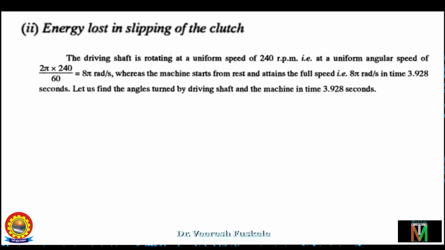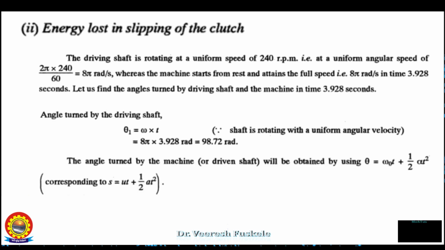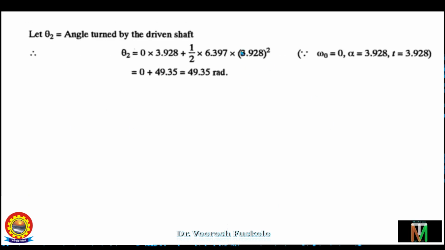So we are finding out the angular displacement theta. That can be done by using theta 1 is equal to omega t, which is nothing but 8 pi into 3.928 seconds, that is 98.72 radian. This is a simple equation of angular velocity and angular displacement. Similarly, we can find out the angle turned by the machine. Angle turned by the machine can be obtained by theta 2 is equal to omega 0 t plus half alpha t square. These are the basic equations of motion. Omega 0 is 0, and we have theta 2 as 49.35 radian.